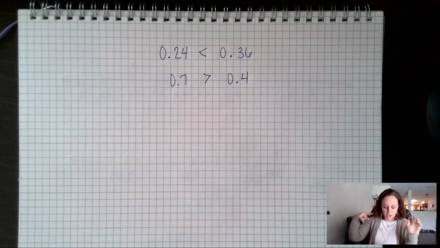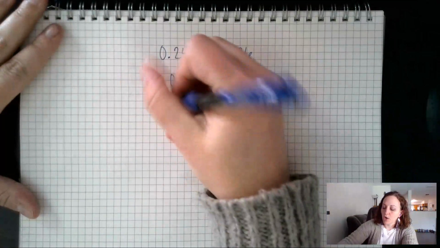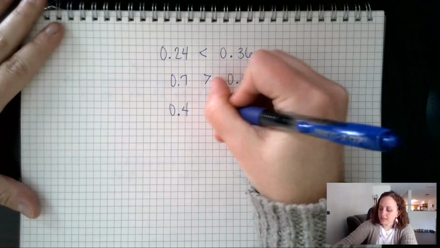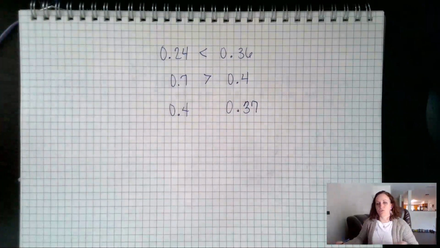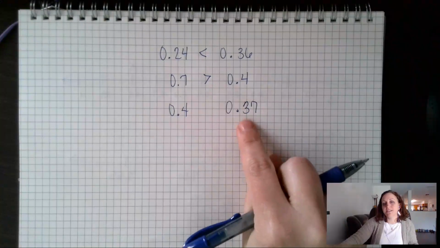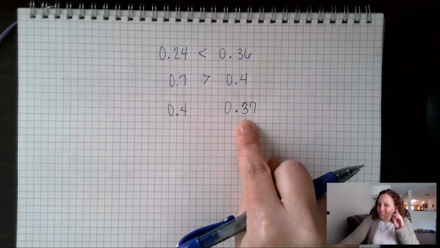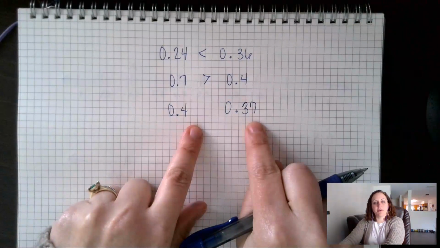That makes sense. But where it can get a little bit tricky, and where students seem to have a little bit of trouble, is if we have something that looks like this. What if I have 4 tenths and 37 hundredths? 4 tenths and 37 hundredths. A lot of students would say 37 hundredths is bigger because it has more digits. But let's think about this again like money, all right? They actually don't have the same amount of place values.